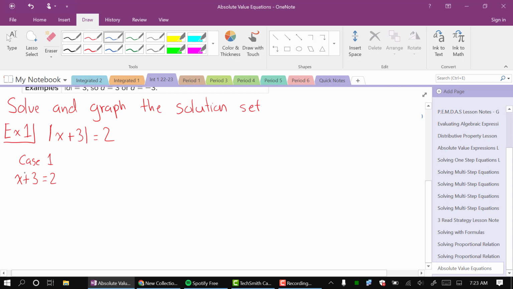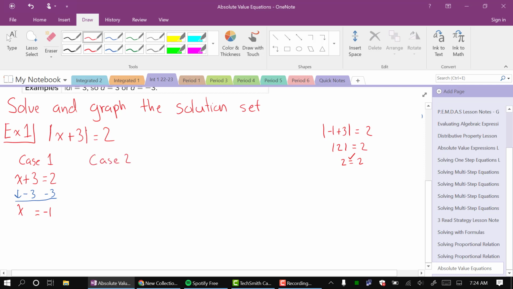So I can solve this equation by subtracting 3 from both sides. When I do that, I end up getting x equals negative 1. And if I put that back in there, negative 1 plus 3, absolute value equals 2. So negative 1 plus 3 is 2. Well, the distance 2 is from 0 is 2 spaces. So that checks out.